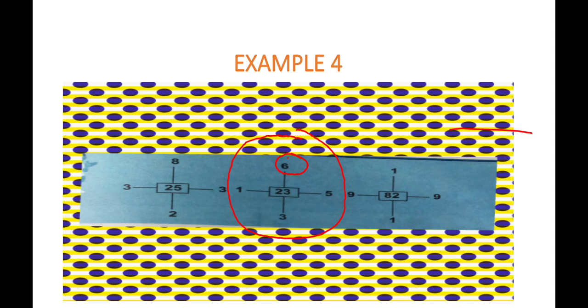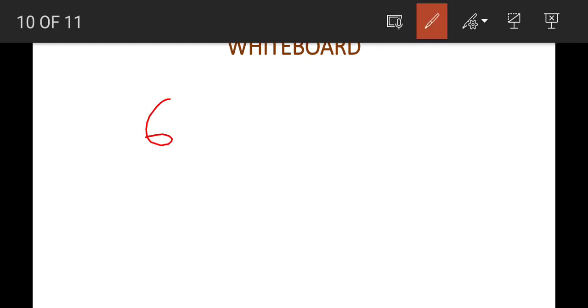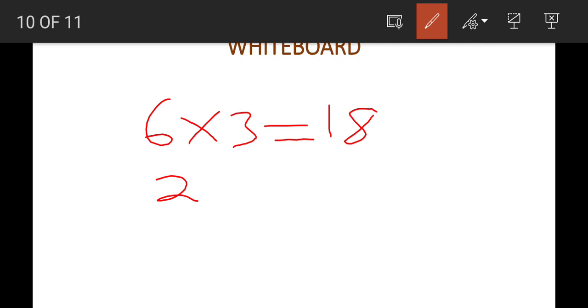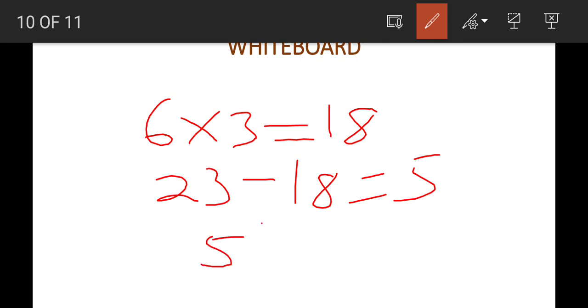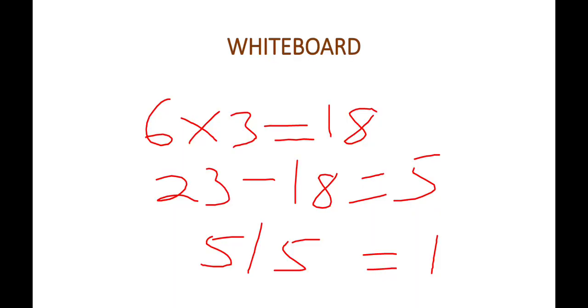Okay, let's assume if you are looking for this 1 place, what do you do? Let's go to our board again. You look for that 1 place. What you do is 6 times 3, which is what? 18. Then 23 at the middle minus the 18 you have gotten. That is 5. Then the next step is divide. 5 divided by 5 equals 1. That is, this 5 you just got, divided by this 5 here. That is 1. Okay.